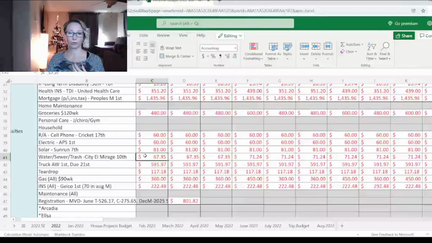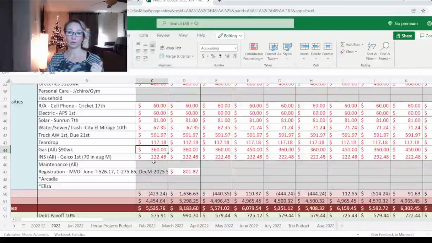And then our water, sewer, trash, again, our last few months have been about $67.35. So I'm going to leave that at that, and then I'm going to bump it up to $71.24, which is what our higher water bill was when we were watering the trees more. So we'll just see how that changes. Then we have Ricky's truck payment, the $591, and the teardrop, the $117. Gas, we're estimating $90 a week.